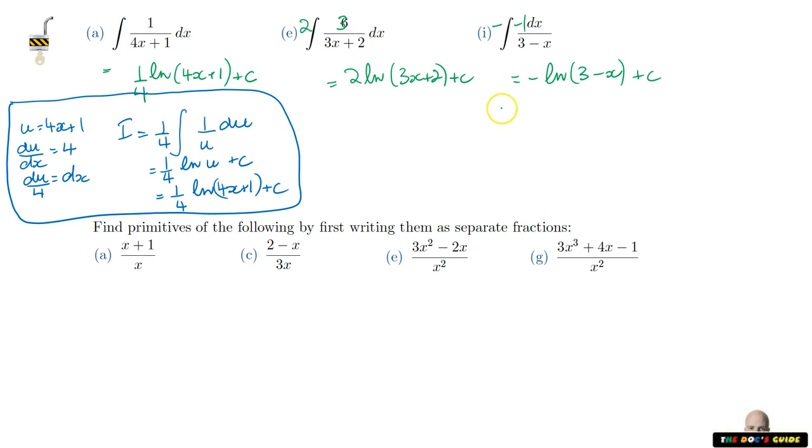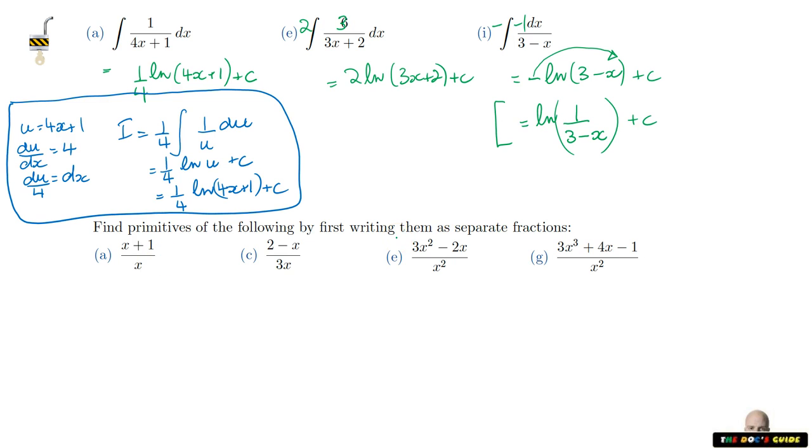Now, just as an interesting little aside, remember that if I have a number out the front, the power rule would let me take that back into there. So this could be written, and it might be written like this either as a target for you to chase or in the answers in the textbook. It could be written as log of 3 minus x to the minus 1, which is log of 1 on 3 minus x plus c. So just have your wits about you for those.